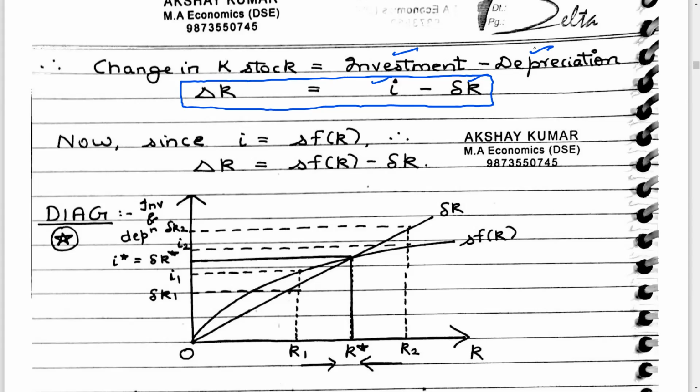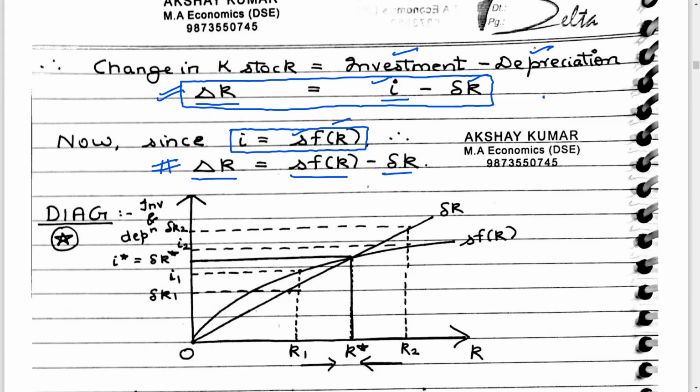Now, if you look at the investment function, it is S into F of K. We know guys, investment is equal to savings, and savings is nothing but the savings rate times the production function. So how can I write this now? I can write it like this. Change in K is equal to I, which is S F of K, minus delta K. I can write it like this.